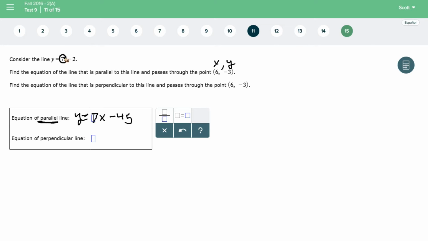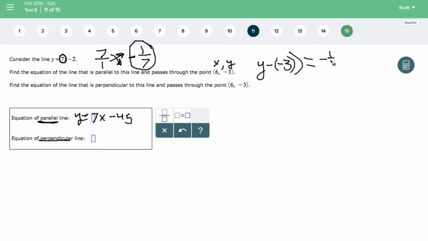Now if the slope here is 7, we just put a line and a 1 under it to turn it into a fraction. Now we flip it upside down, make it 1 over 7. This one's positive, so this one has to be negative. There's my slope for the perpendicular line, which is what we're doing right now. So y minus negative 3 equals, our slope for the perpendicular line is negative 1 over 7 times x minus 6.